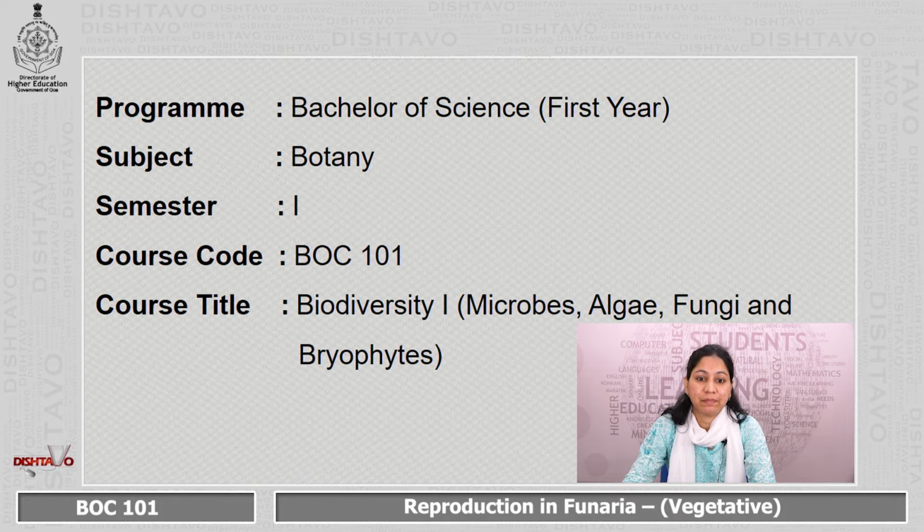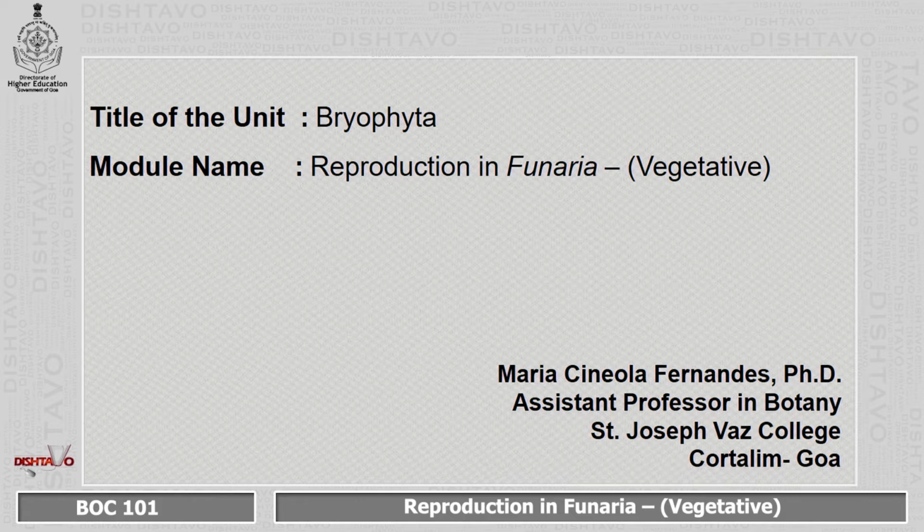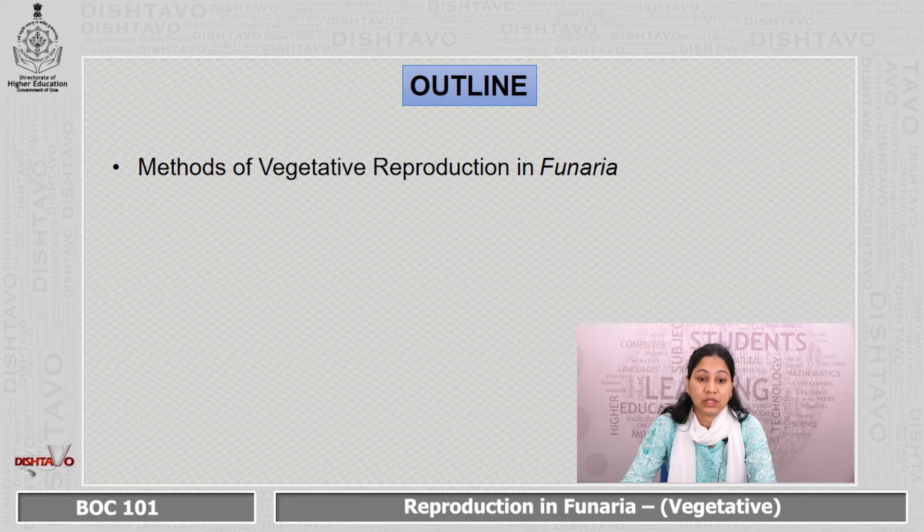Welcome to the program Bachelor of Science, Subject Botany, Semester 1, Course Code BOC 101, Course Title Biodiversity 1, which includes microbes, algae, fungi and bryophytes. Title of the unit is Bryophyta. Module name: Reproduction in Funaria. We will study the vegetative method. In this module, we will study the different methods of vegetative reproduction in Funaria.